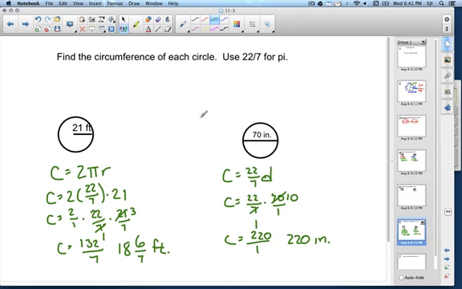Just make sure that when you look at the circle for the first time, you figure out, are you given a radius or are you given a diameter? Make sure you write that formula down and then substitute the numbers in and solve.